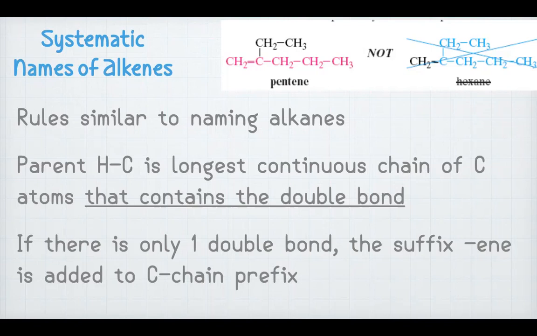The second exception for the rules that we did before is that priority for position number is given to the double bond. So that makes actually naming alkenes and then alkynes, which I'll talk about in a minute, a lot easier because you don't have to mess around so much with numbering from left to right or right to left, because the only thing that you have to worry about given priority for the lowest position number is that double bond. And then alkyl groups come second.